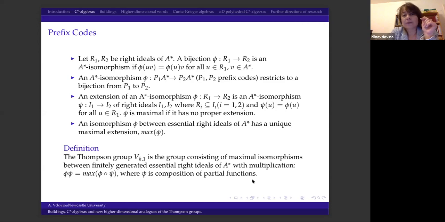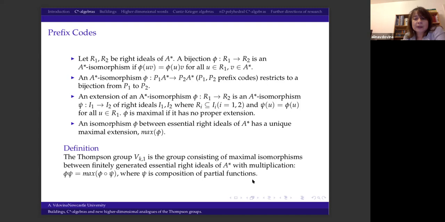And now an extension of an A star isomorphism phi from R1 to R2 is an A star isomorphism psi from I1 to I2 of right ideals such that R1 is contained in I1, and psi of u equals phi of u for all u from R1. And phi is maximal if it has no proper extension. I don't prove it here, but this was done, for example, by Berger, that an isomorphism phi between essential right ideals of A star has a unique maximal extension.